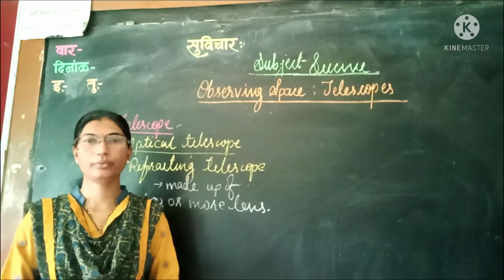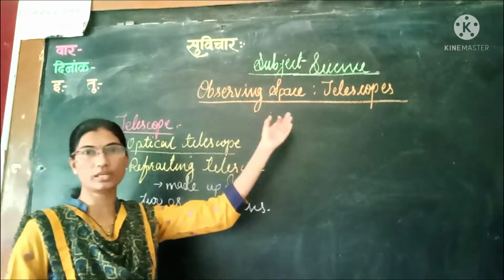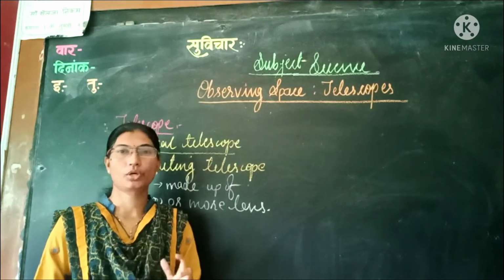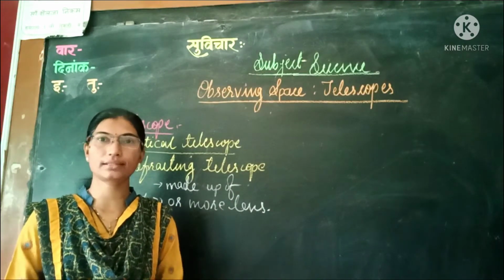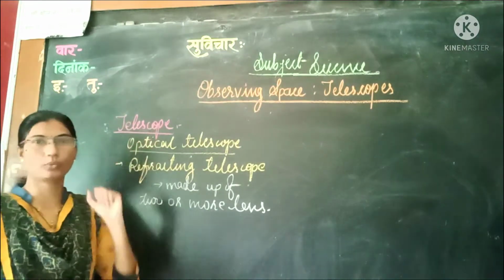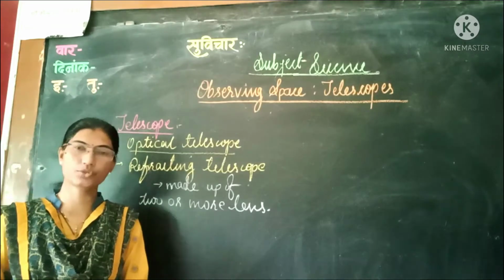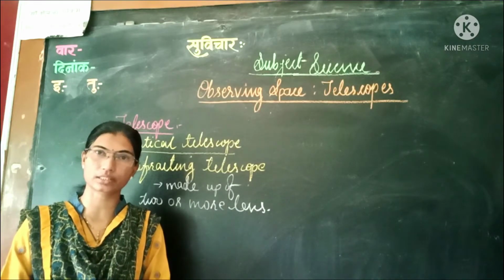Students, today we are going to study the next topic of the chapter, observing space through the telescope. Today, in detail, we are going to study about the telescope and the types of telescope. First of all, what is a telescope? A telescope is an instrument which helps us to see heavenly objects in space.